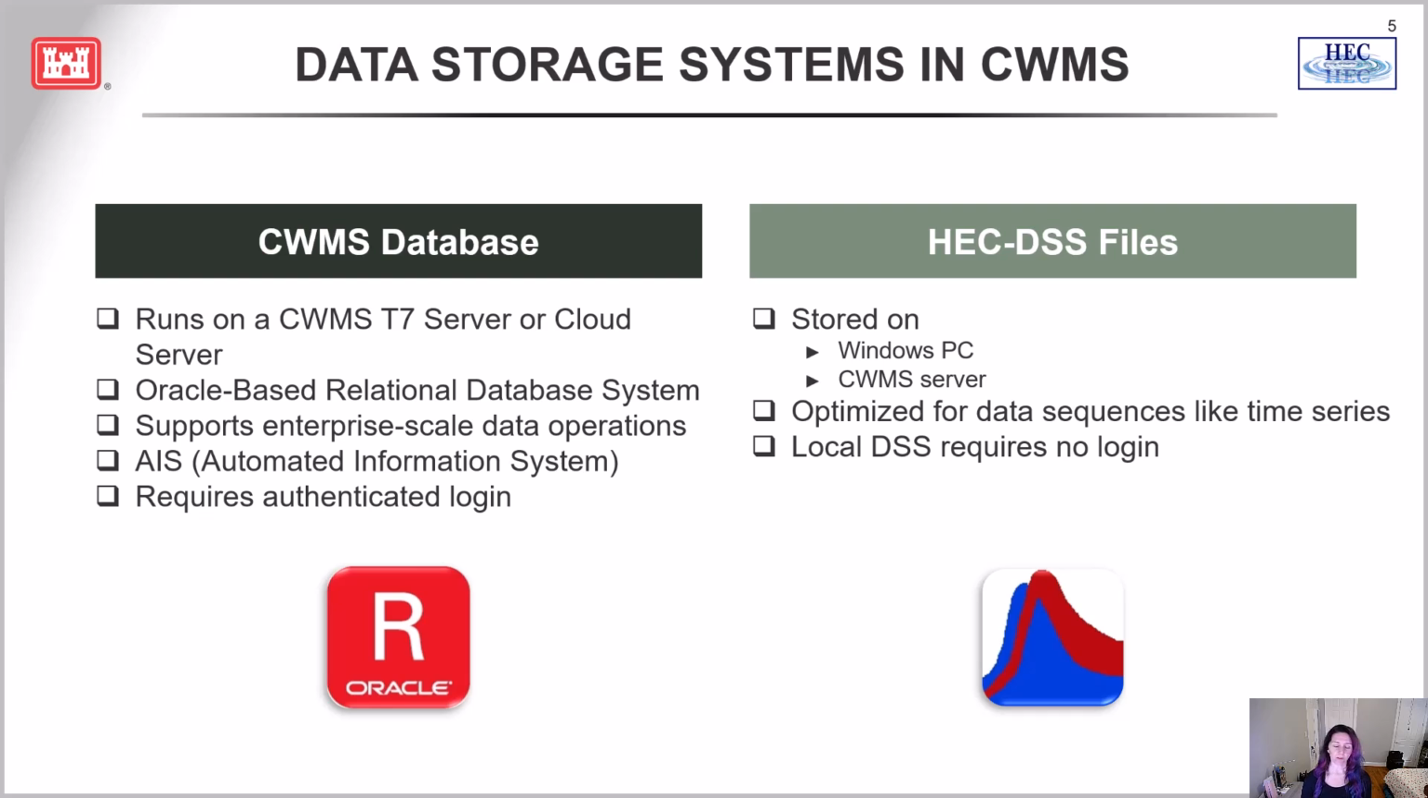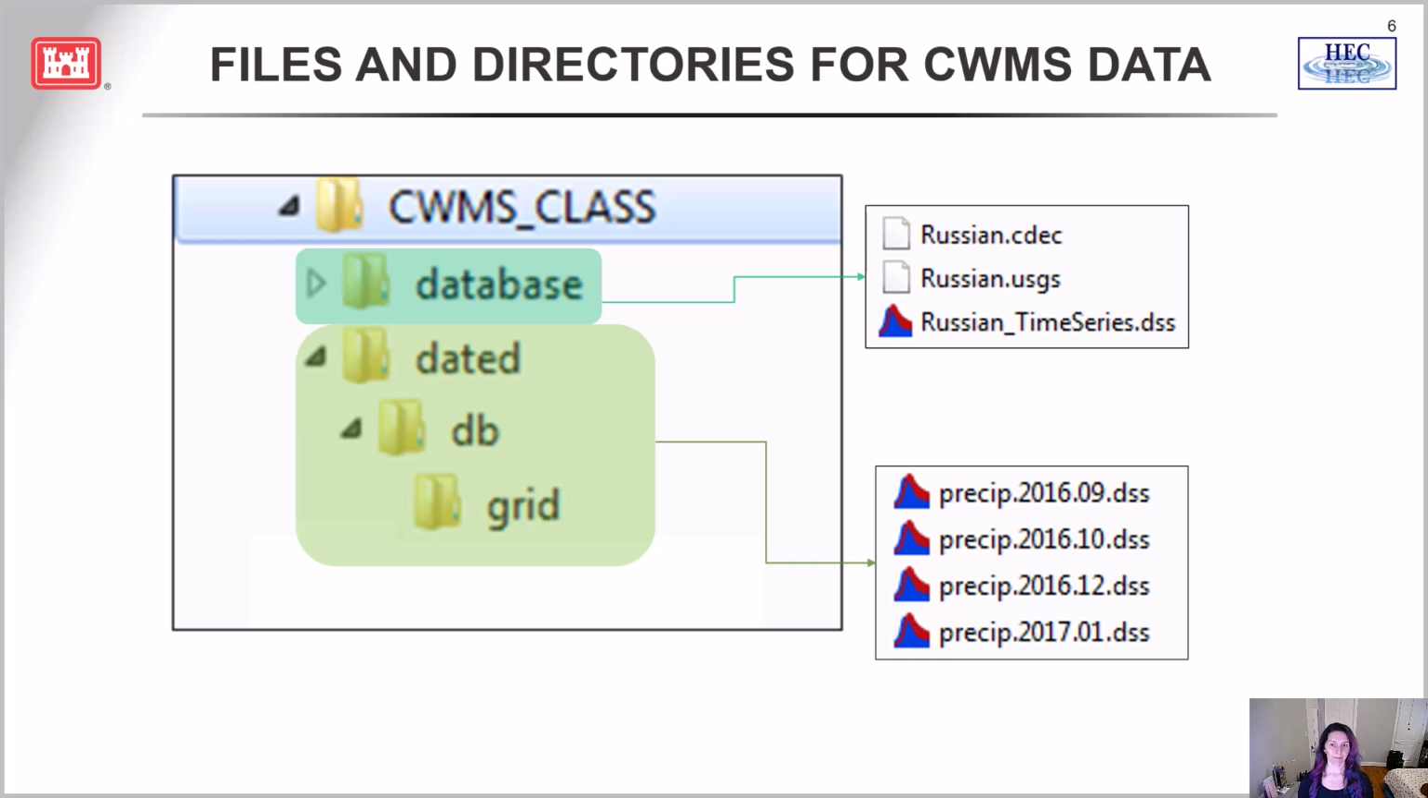In contrast, DSS files are stored in several places. They can either be on your SWMS server or on a PC, a file server system such as your local PC or your NetApp or any other system where you may store files. The DSS files are optimized for data sequences like time series, and they do not, I repeat, not require a login for local DSS file operations. For the purposes of this SWMS prospect course and the SWMS workshops, any data that isn't downloaded directly from an outside source through your extract, for example, such as Cumulus, will be housed under the SWMS class folder.